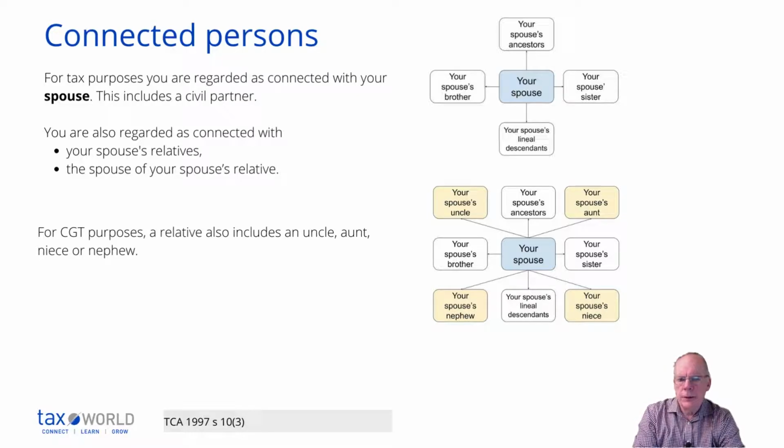You're also regarded as connected with your spouse, and that term includes civil partner, and you're also regarded as connected with your spouse's relatives and the spouse of your spouse's relative. And for CGT purposes, that includes your spouse's uncle, aunt, niece, or nephew.